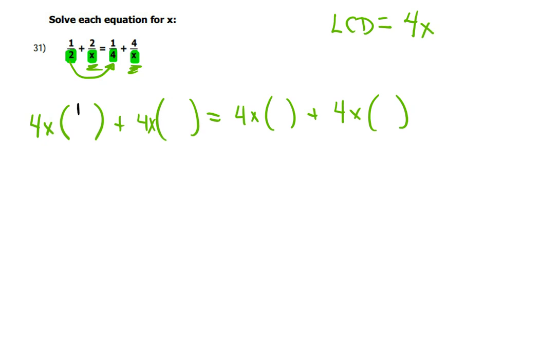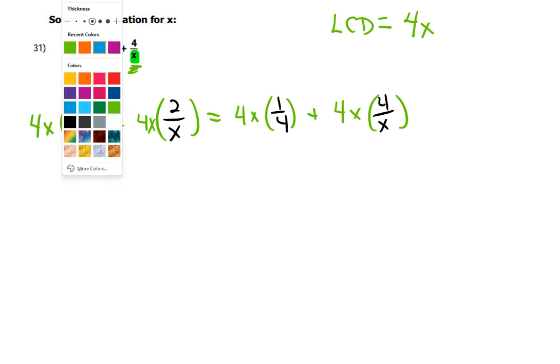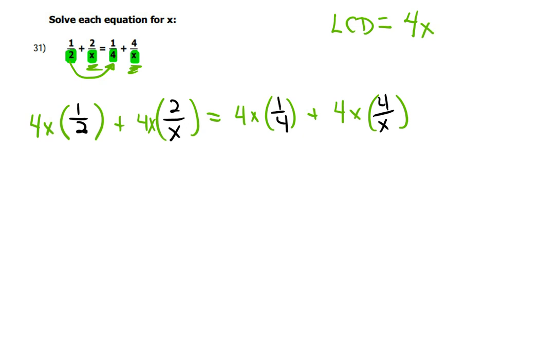So the first term was a 1/2. The second term was 2 over x. The third term was 1 over 4. And the last was 4 over x. And then you're going to have stuff cancel out. Let's use a bright pink for this. 2 is going to go into the 4 twice. And then you're left with the 2, the x, and a 1, right? And 2 times x times 1 makes this a 2x.